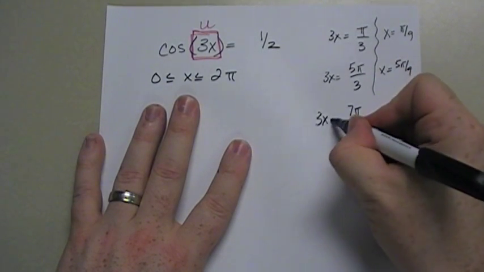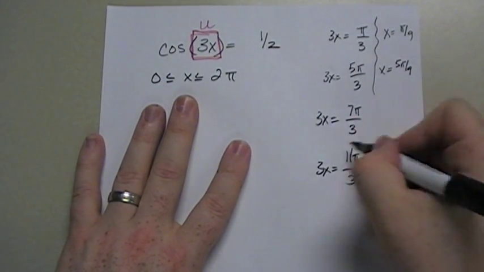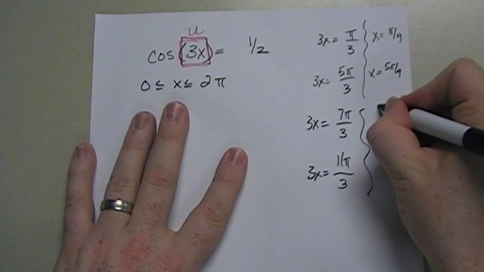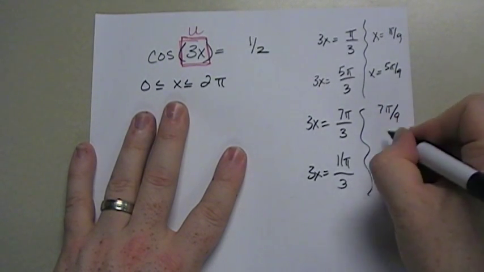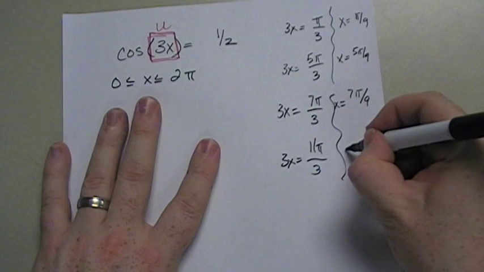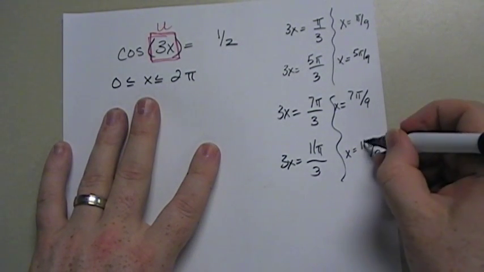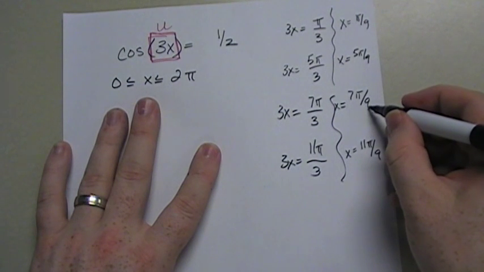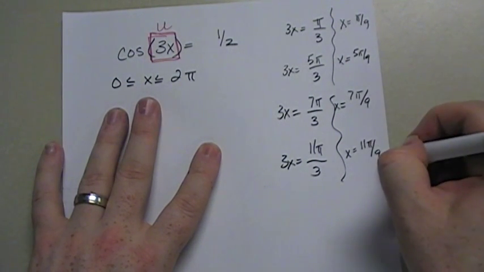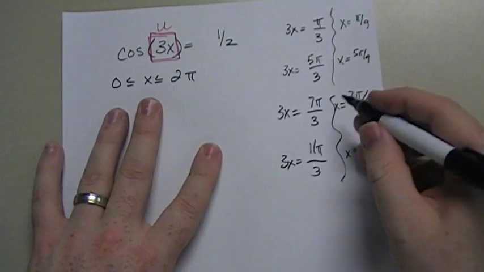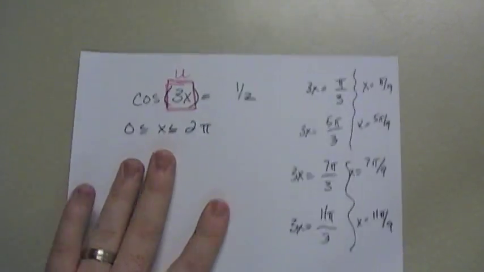And we've got 3x is equal to those two. Divide, and we've got 7 pi over 9 and 11 pi over 9. And now we've just gone over 1 pi. You know, 7 pi over 9 is still less than halfway around the circle, and 11 pi over 9 is just over. I'm going to keep going and just make sure I don't have more.